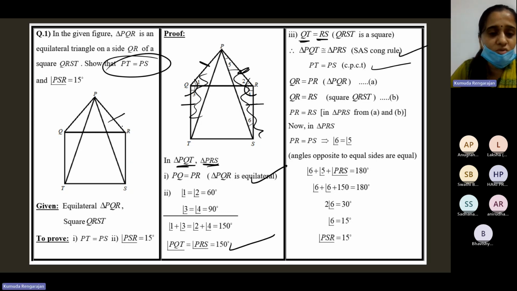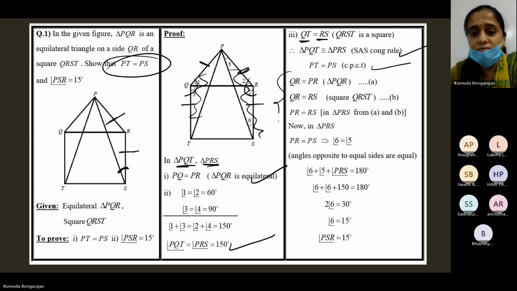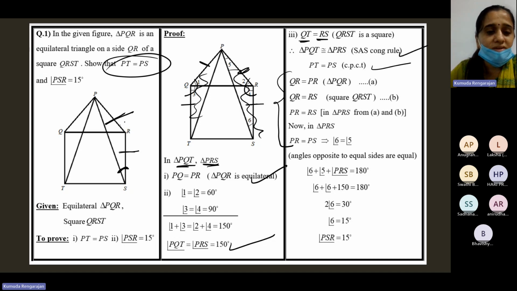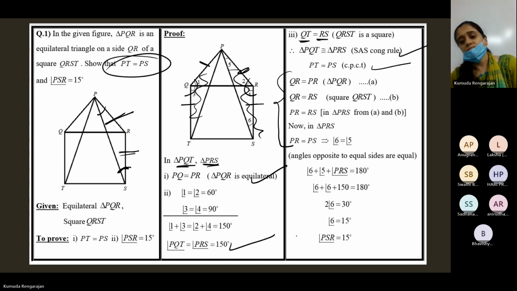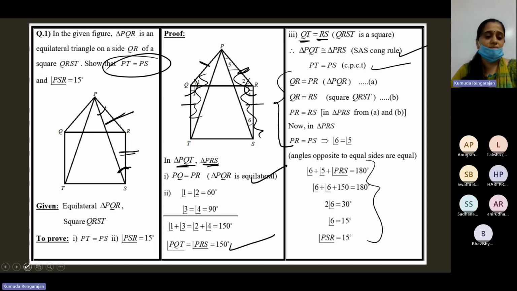And then you must show that these two sides are equal because you'll have to find this angle PSR. So show that these two sides are equal. We've shown that here. So if these two sides are equal, these two angles are equal. And then angle sum property.